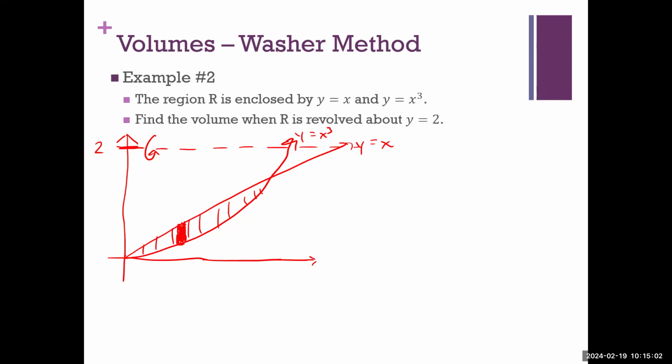There could be washers, right? Because that rectangle does not reach the axis of rotation, does not reach the line that I'm going to revolve it around. So I'm going to have something hollow. So I'm going to set up the washer method. The volume is equal to the integral from A to B.